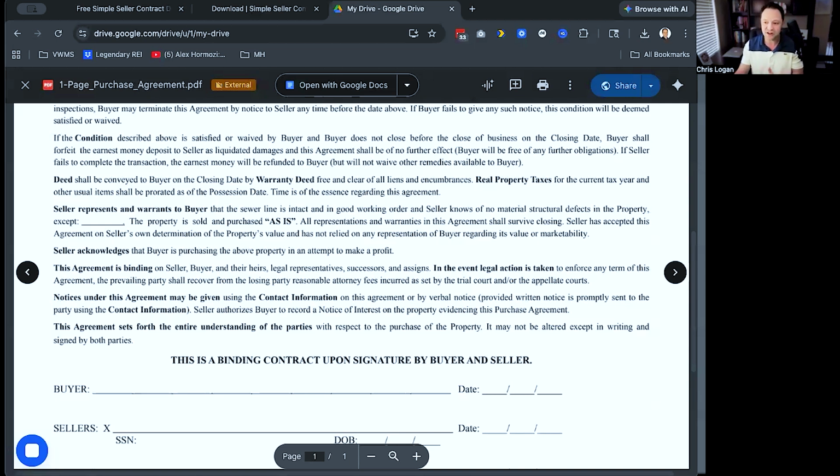But a contract doesn't matter if you don't have sellers signing it. So if you haven't started generating leads yet, watch the next video on the screen right now. That video will show you how to start contacting motivated sellers so you can actually put this contract to use.